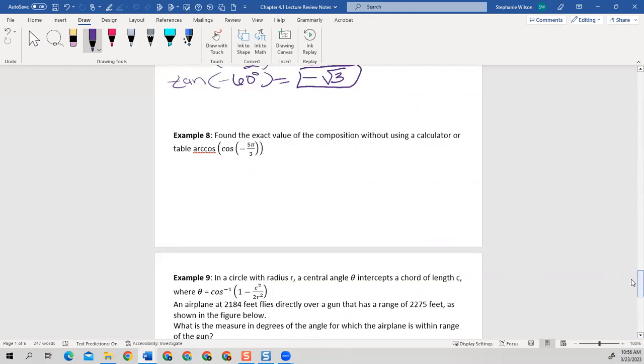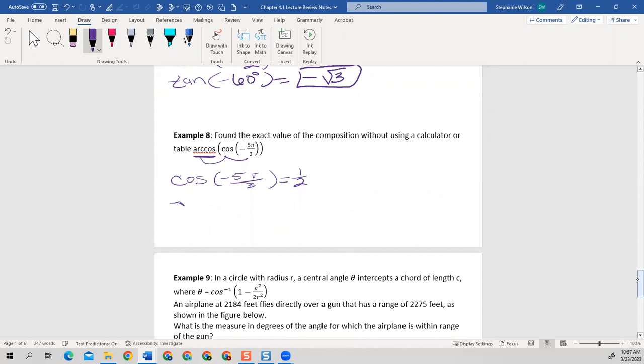Number 8 says find the exact value of the composition without using a calculator. So what we need to do is we see that we have the cosine inverse of cosine of this particular angle, right? So I'm going to work on the parentheses first. You can go to the unit circle and find that 5 pi thirds, and you're going to notice the exact value there is 1/2. That negative sign told me that we're going clockwise to find that point.